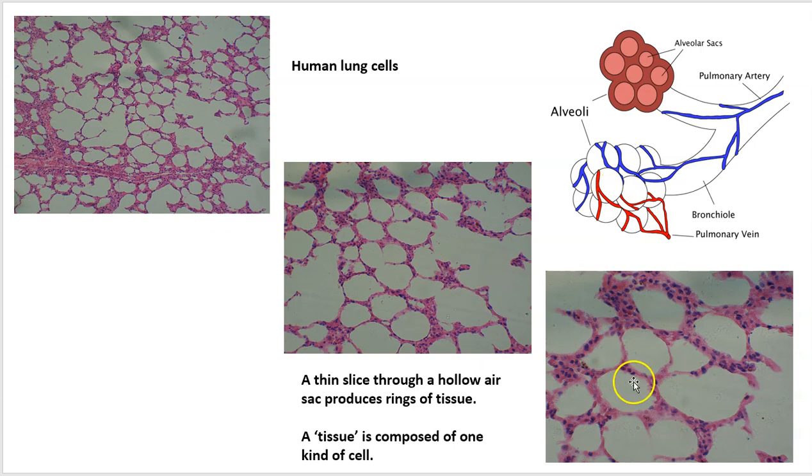Incidentally, we say this is lung tissue. When we say tissue, it means that the object is composed of one kind of cell, so lung tissue. But lungs have other kinds of tissues as well. After all, there are capillaries there. So there are other tissues in the lung. So the lung is an organ composed of several tissues. Lung cells make up the air sacs. That would be one tissue.